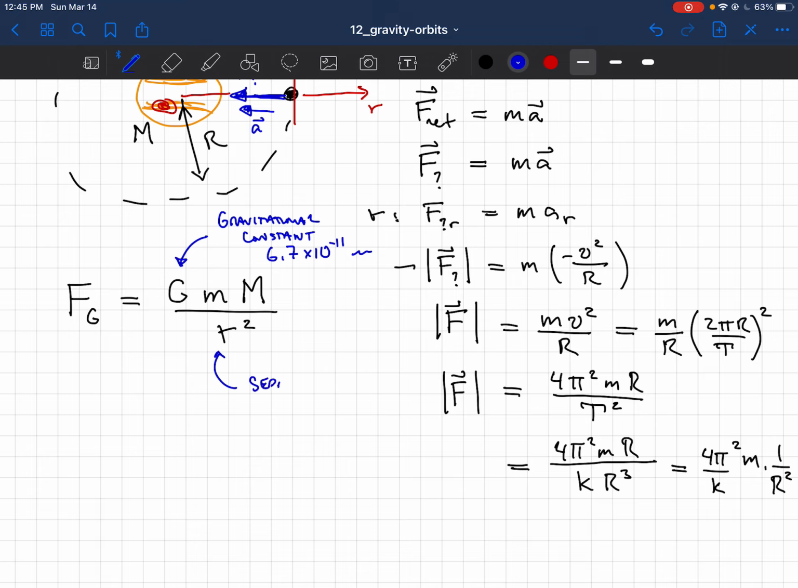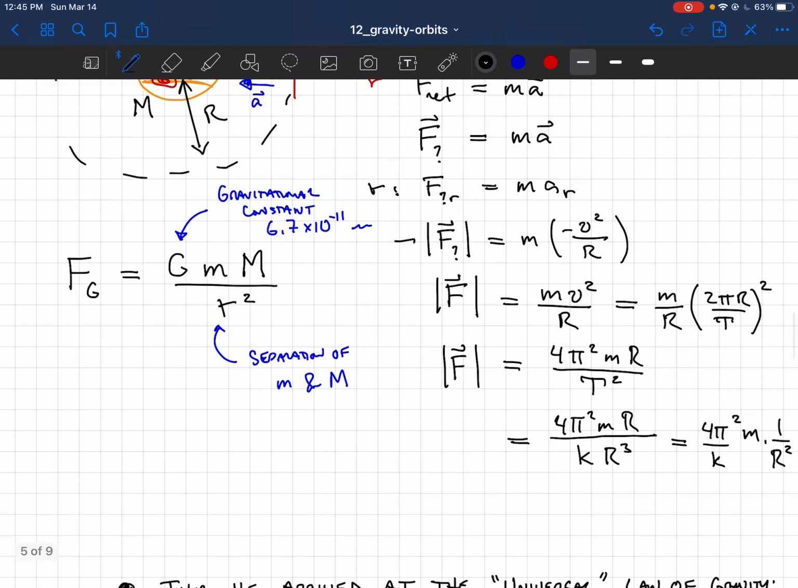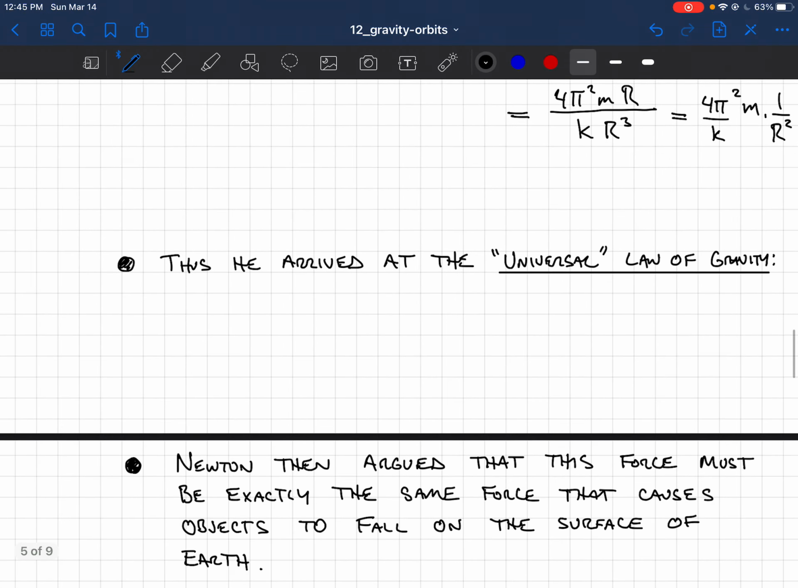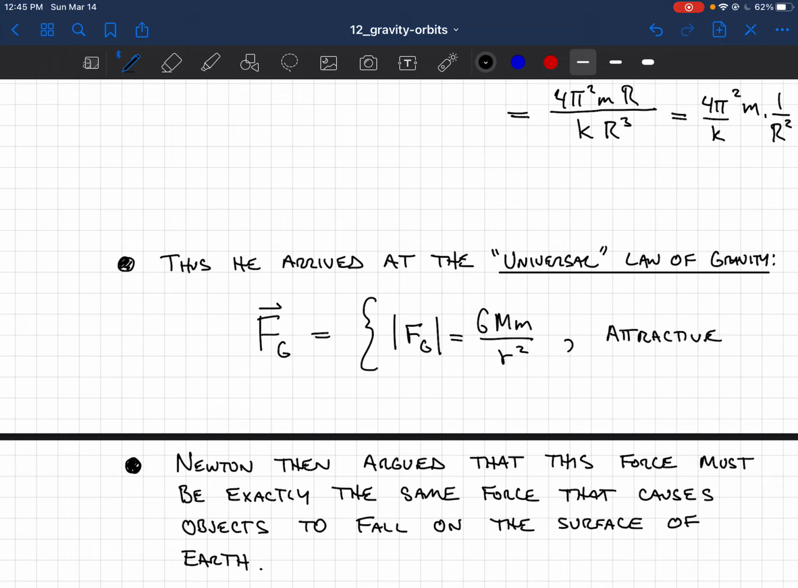This r is the separation of m and capital M, meaning the distance between their centers. And then you have the product of the masses, and that is the force of gravity. So let's write out that force completely. The force of gravity is equal to a force with magnitude GMm over r squared, and it is attractive, so the direction is attractive. And this is what Newton found.